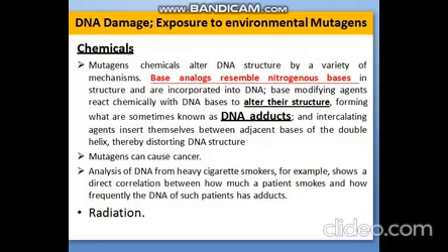DNA damage can also occur because of environmental mutagens, and one of the most prolific examples is DNA adducts. These DNA adducts are formed between the adjacent bases of the double helix. That's why distortion of the DNA structure occurs. So I will put forward one example: the toxins, aflatoxins.